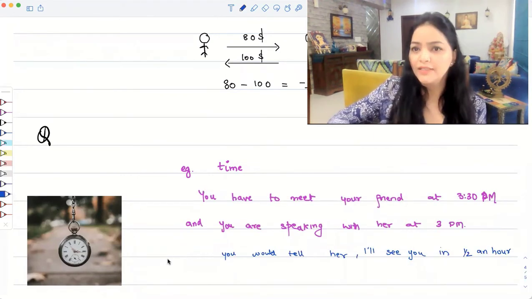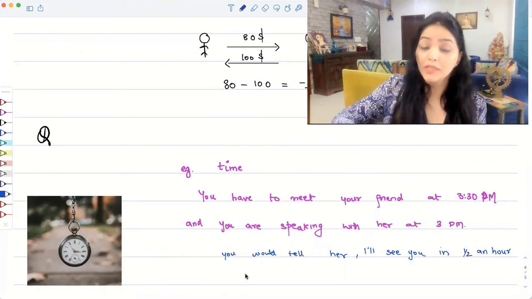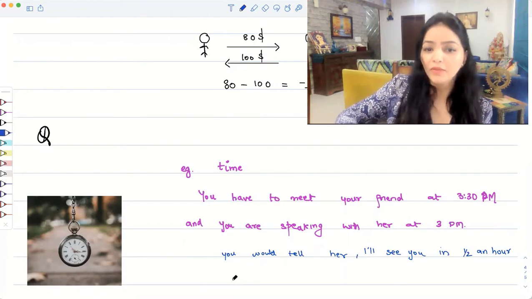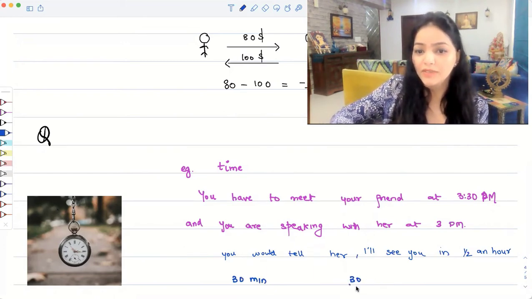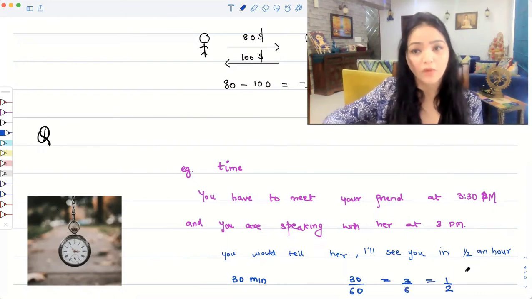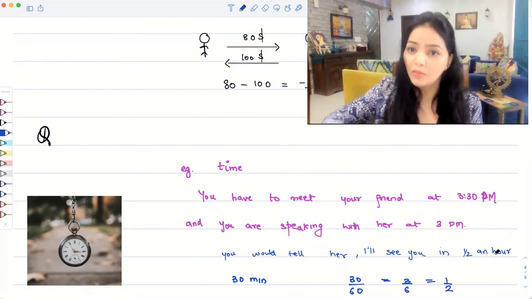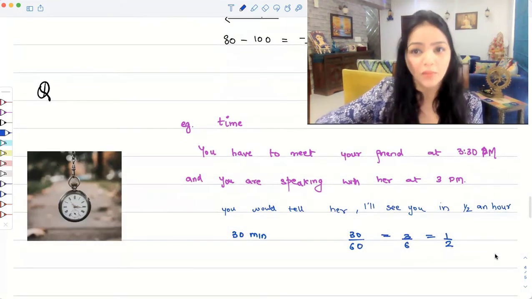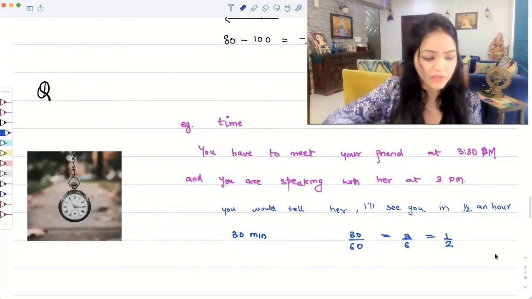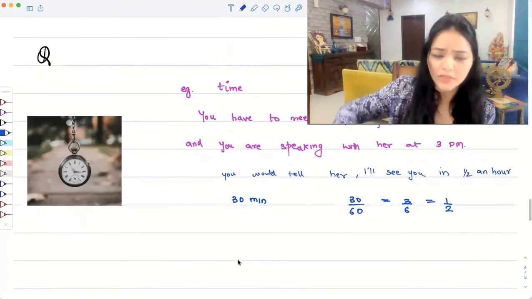Why would you say that I'll see you in half an hour? Because you'll be meeting her in 30 minutes. And 30 minutes out of 1 hour, that is 60 minutes, is equal to 3 by 6, or is equal to 1 by 2. So half of an hour. 30 minutes out of 60 minutes or half of an hour. That's what is a rational number. So fractions or rational numbers.